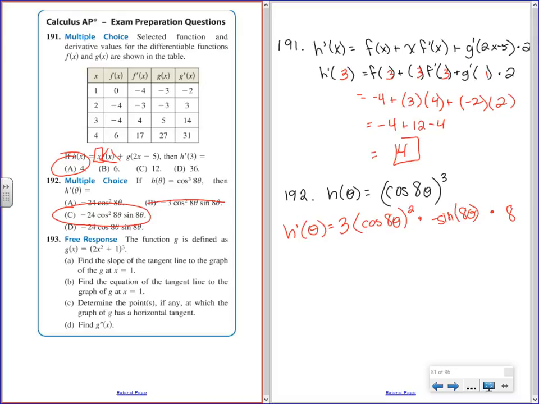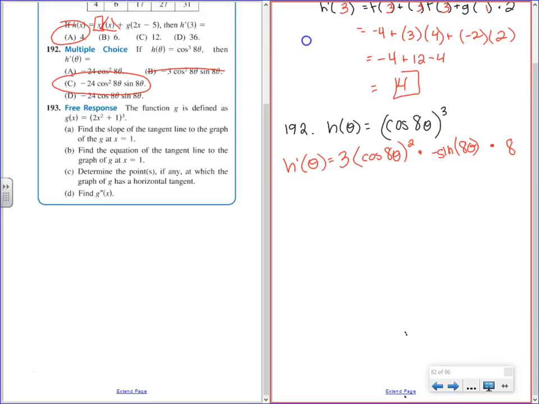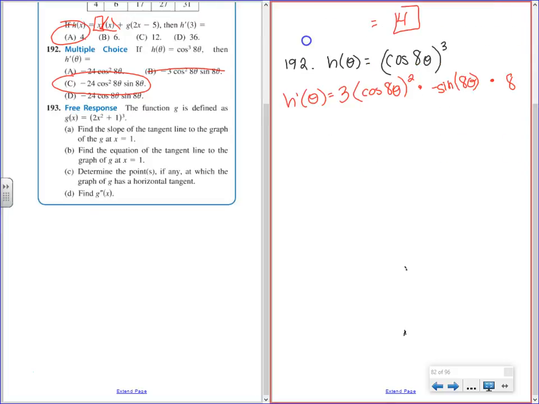Remember last one. Now maybe you didn't get this far, and we're not going to spend tons of time. I just want to make sure you know what you should do. Number 193 says, hold on, let me see, can I get this to scroll down? Yeah, I can. There we go. Number 193 says, the function g is defined as, okay, whatever, there's an equation. Find the slope of the tangent line to the graph at.